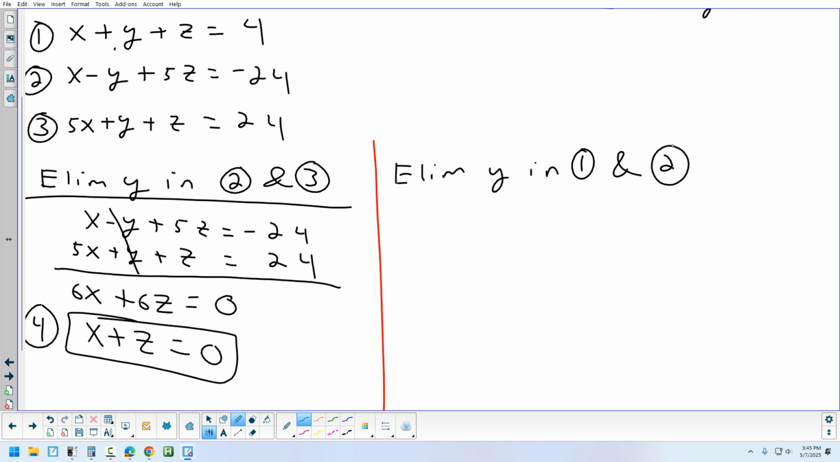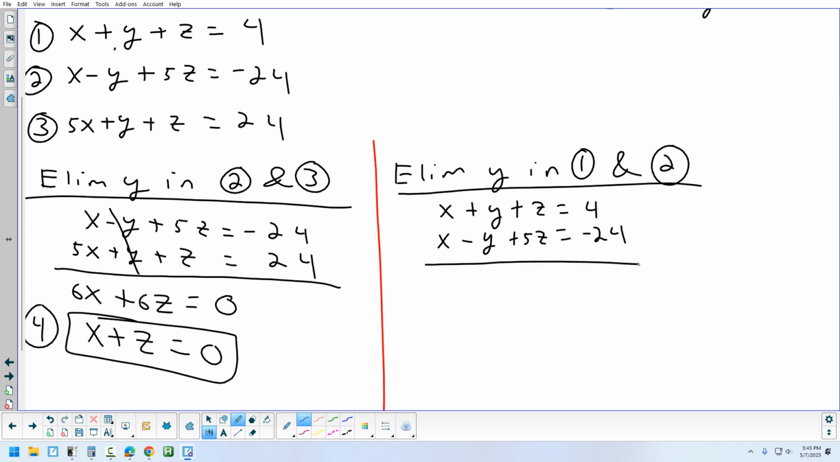Okay, so let's write down 1 and 2. x plus y plus z. There's 1. And x minus y plus z. Okay, if we do this right, we're going to end up with another equation with x and z, and then we'll go from there. Okay, so add your x's, and what do you get?